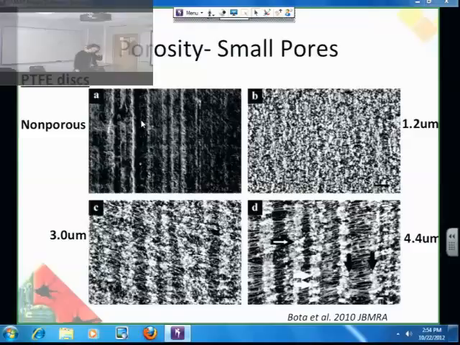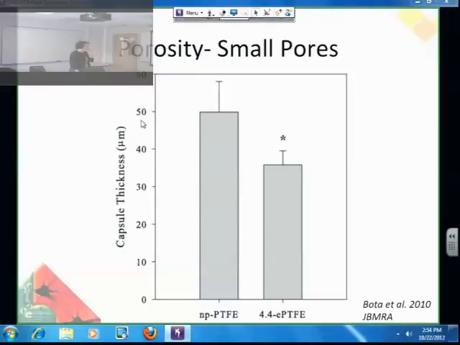And what was actually found after implanting in a mouse is that the thickness of the capsule was a lot thinner for the porous materials compared to the non-porous. And I think the two pore sizes in between were not statistically significant, which is why they're not shown on this graph. But you can see that the presence of the porosity did decrease the capsule thickness. Maybe that was because there was better cell adhesion. It's difficult to say. We really don't know why macrophages respond differently because of pore size. We're just starting to see that it happens.